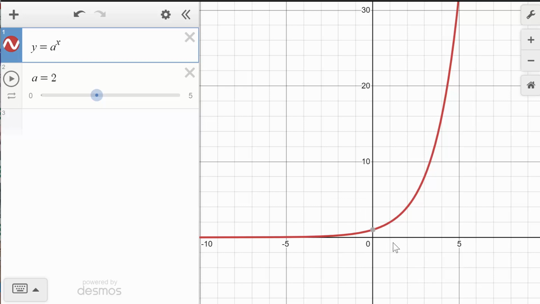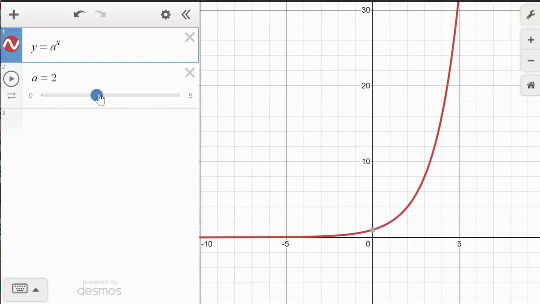You can see that when x is 1, this is 2 to the power 1, and 4 here, and if we go out as far as x is 4, then it would be 2 to the power 4, which is 16. You can see that point just there. X is 4, y is 16.